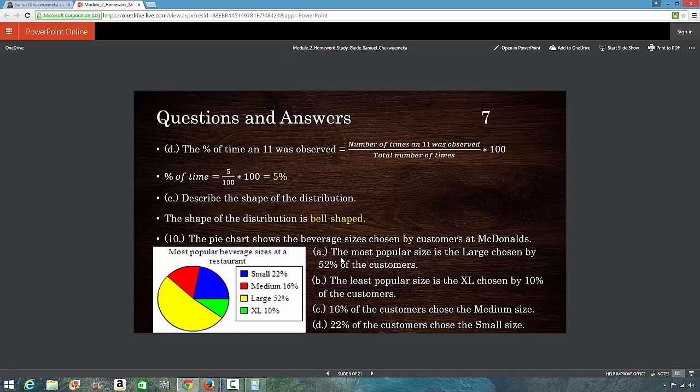A, the most popular size is what? You see, 22% of McDonald's customers take a small size of soda. 16% take a medium size of soda. 52% take a large size of soda. And 10% take extra large size of soda.